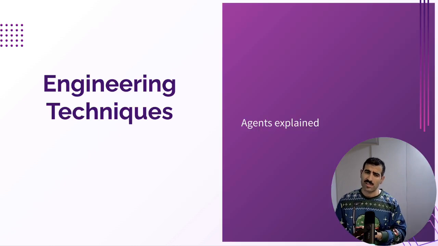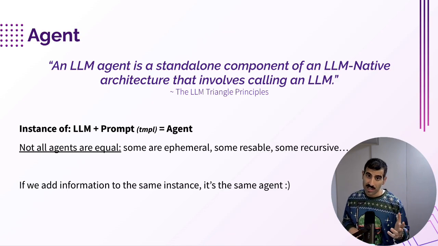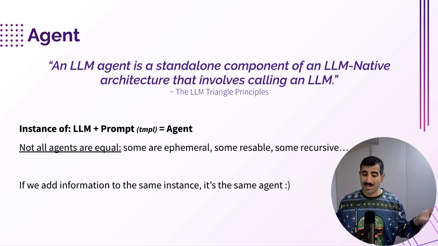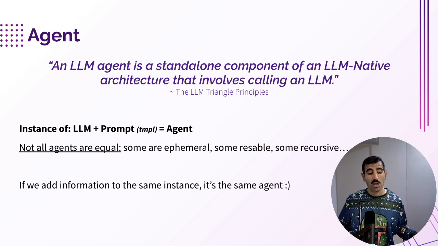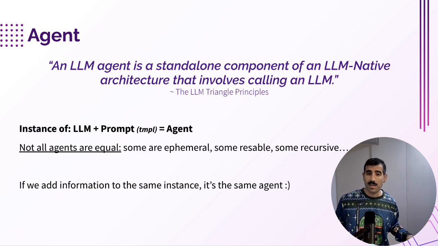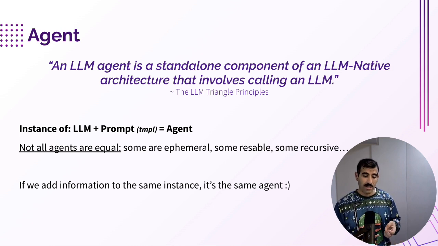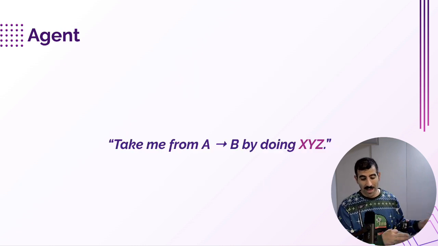So you might notice that I said agents. What are agents? Based on the LLM Triangle Principles, an LLM agent is a standalone component of the LLM architecture that involves calling an LLM. To put it simply, LLM model plus prompt equals agent. And by prompt, I mean prompt template. And not all LLM agents are equal. Some of them are inferral, some of them are reusable, some of them are recursive. And basically, an agent is just taking us from A to B by doing something.